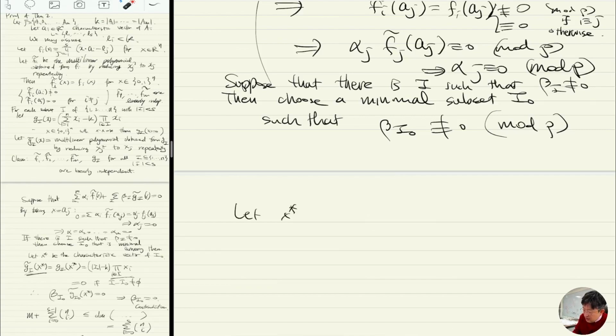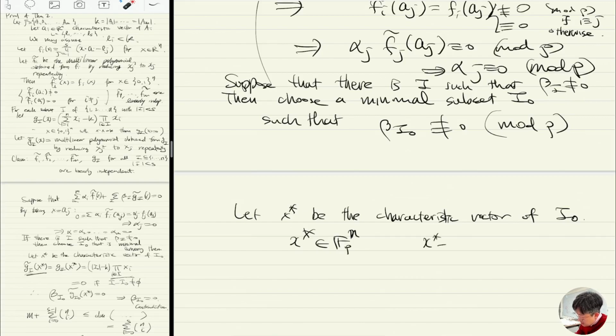And let x star be the characteristic vector of I0. So x star is a vector in F_p to the n, where the i-th coordinate is 1 if i is in I0, and the j-th coordinate is 0 if j is not in I0, right?